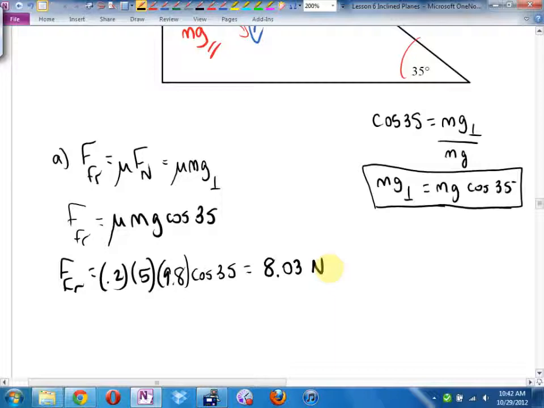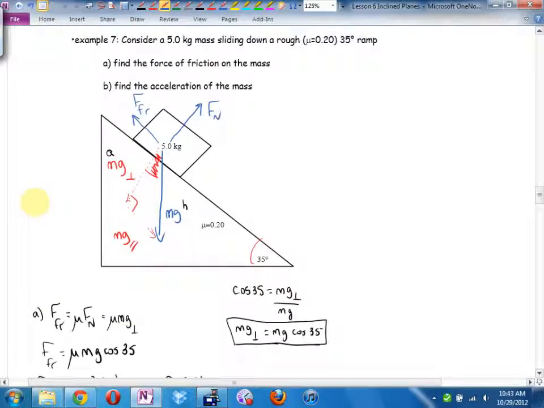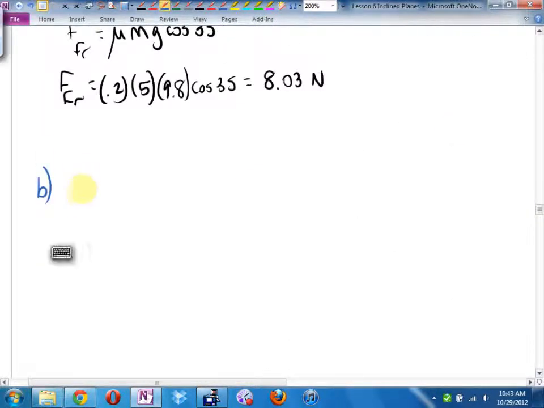What did B want me to find? Acceleration? Cool, I can do that too. So let's look back at this diagram here. Which way is this block accelerating? Down. So who's winning? Don't say mg, because it's not. Mg parallel. Who's losing? Is there a loser? Friction in the opposite direction along the slant. Winner, loser. Here's my equation: winner minus loser equals MA.